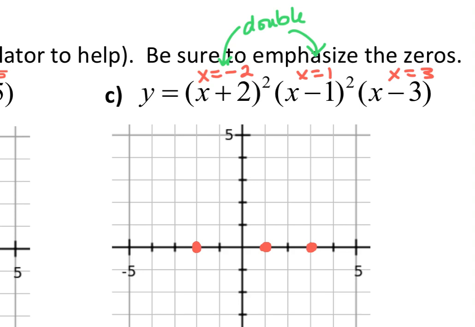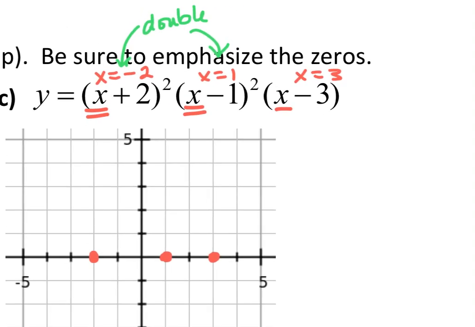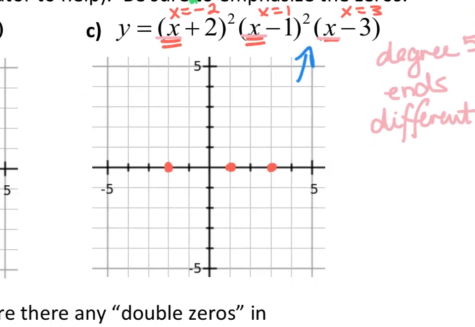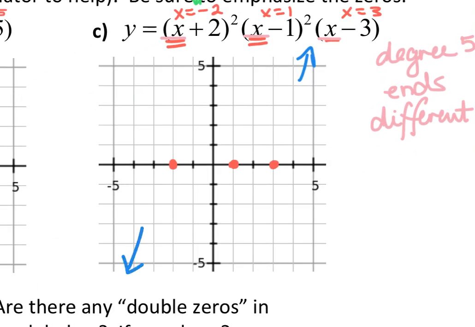And if I count the degree, x times x times x times x times x, that's going to be degree 5. So degree 5. And so the ends are going to be different. And because there's, again, nothing negative multiplying through the beginnings of any of those, then your right end is going up. And if the ends are different, then your left end is going down.